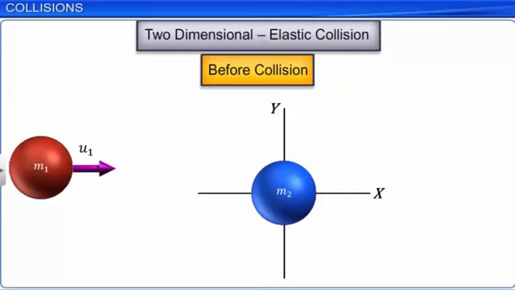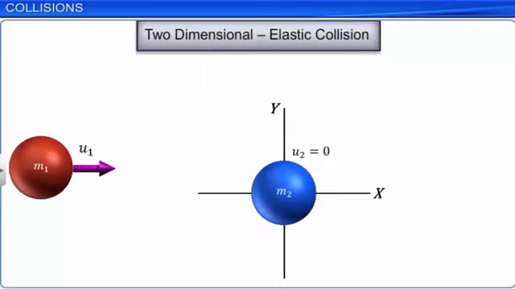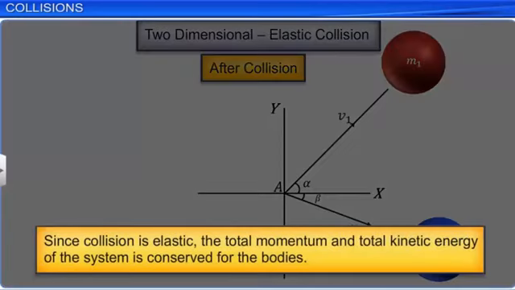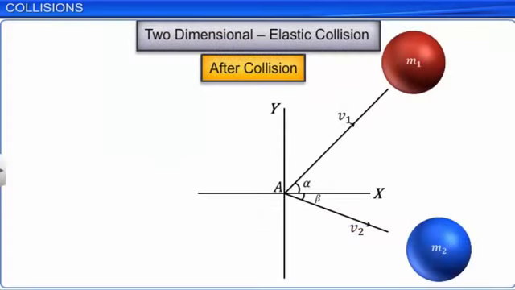This implies that the velocity of m2 before collision, u2, is 0. Just after the collision, m1 moves away with velocity v1, making a positive angle alpha with the x-axis, and m2 moves away with velocity v2, making a negative angle beta with the x-axis. Since the collision is elastic, the total momentum and total kinetic energy of the system must be conserved for the bodies. The law of conservation of momentum must be applied both along the x-axis as well as the y-axis.